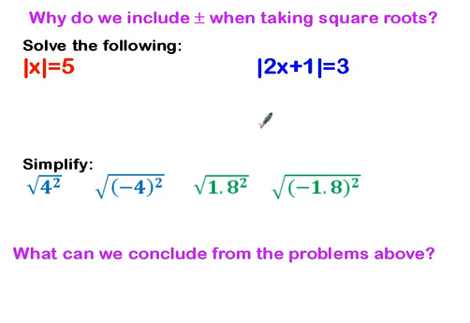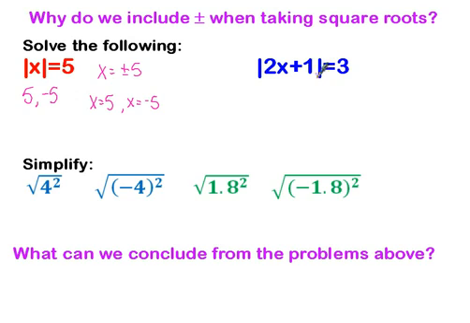Alright, so suppose I asked you to solve the absolute value of x equals 5. You could see that 5 definitely works. The absolute value of 5 is 5, and so does negative 5. But if we wanted to solve that algebraically, we would take x is equal to plus or minus 5, and that would give us our two solutions, x equals 5 and x equals negative 5. And this holds true for all absolute value equations.